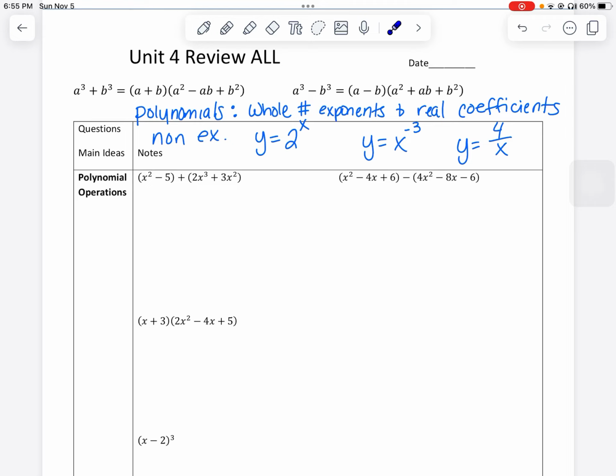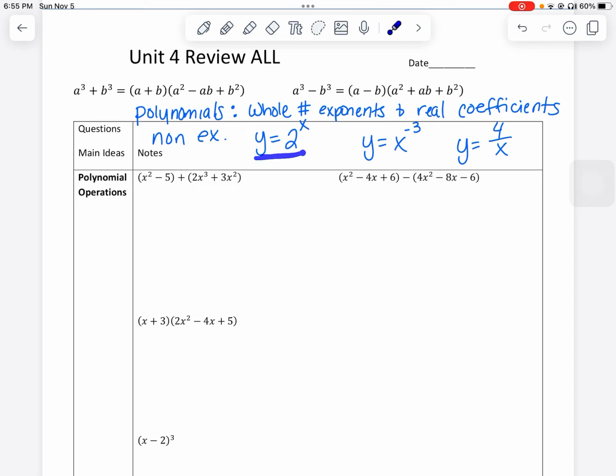But this unit was mostly about polynomials. So in general, polynomials we're going to be working with, remember they have to have whole number exponents and then real coefficients. I wanted to give some examples of some non-polynomials since we're going to be working with a lot of polynomials. You'll see plenty of examples of what they do look like, but here's what they don't look like.